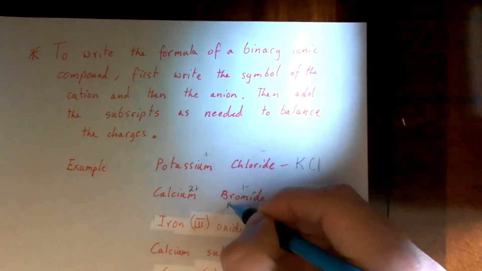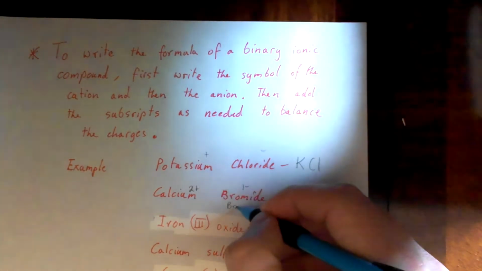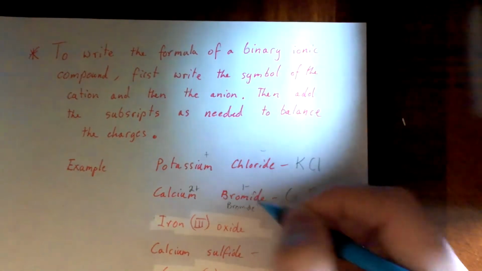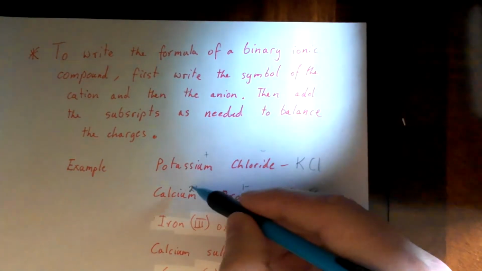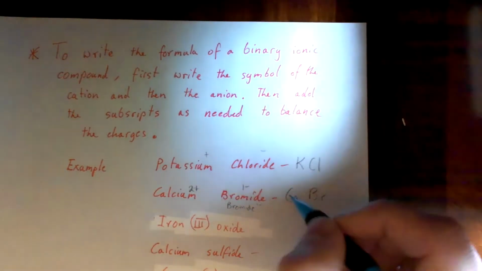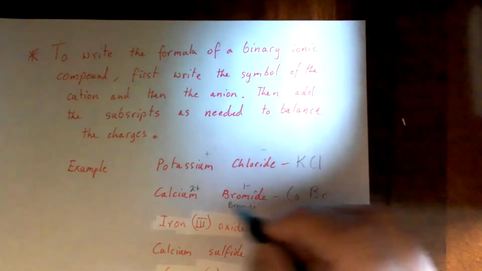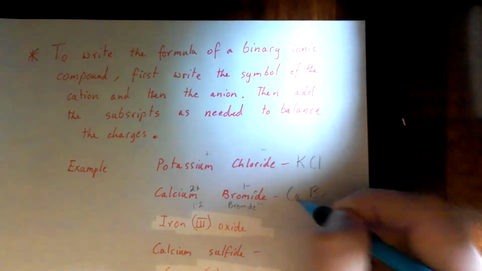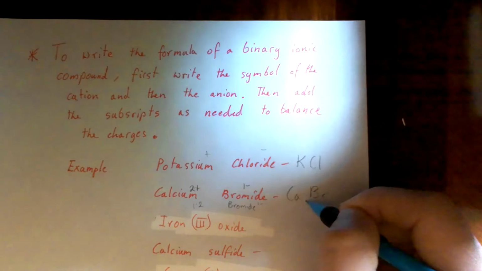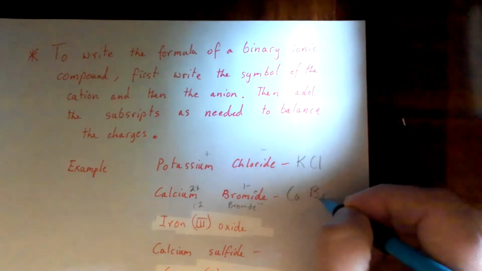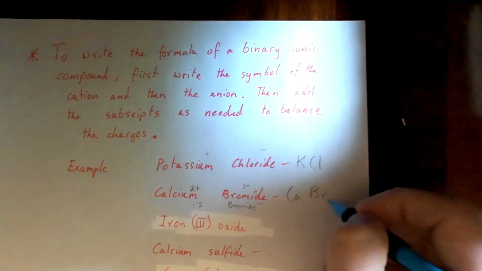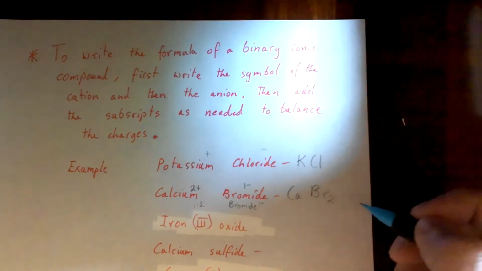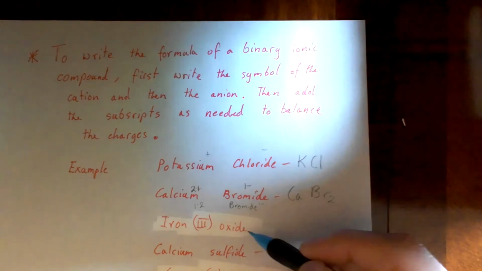Well, I need one more bromide to cancel out the 2 positive charge. So I'm going to write another bromide, which is 1 minus. 1 minus plus 1 minus is 2 negative, and 2 negative will cancel out 2 positive. So I have a 1 to 2 ratio. I have 1 calcium, so I don't have to write a 1 subscript, and I need 2 bromides to cancel out the 1 calcium. So it's CaBr2.